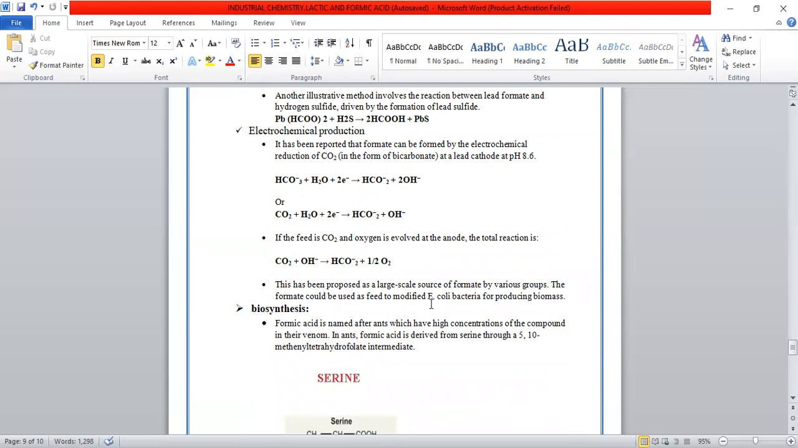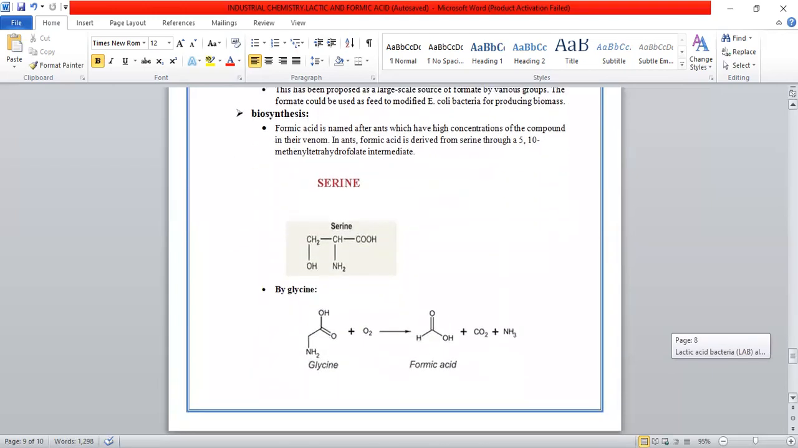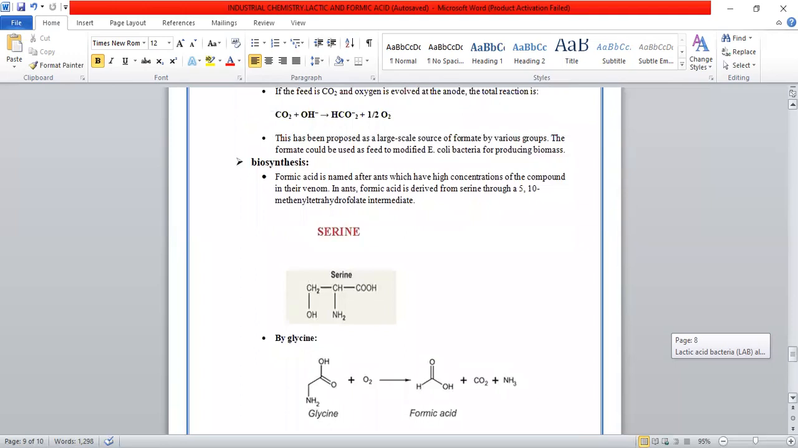The formate could be used as feed to modified E. coli bacteria for producing biomass. So these were all the processes by which we can produce formic acid in laboratories and in industries.